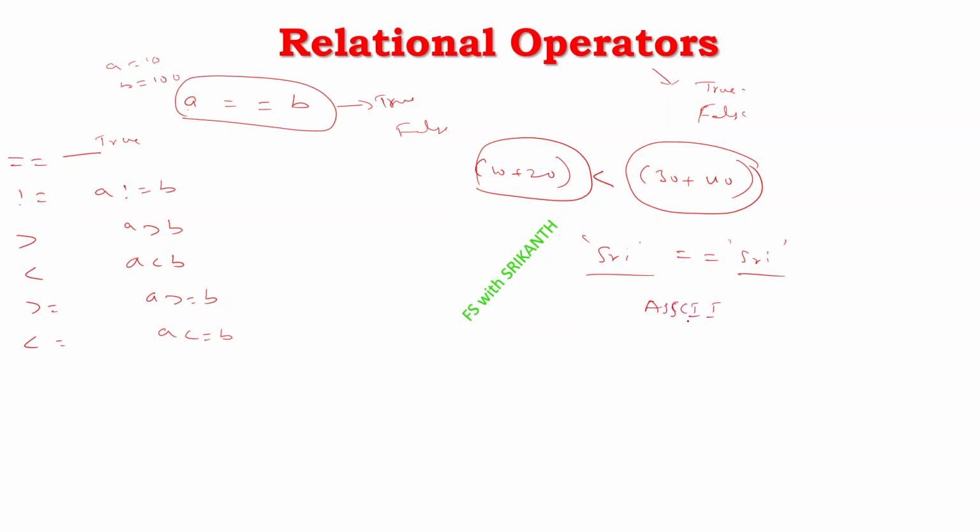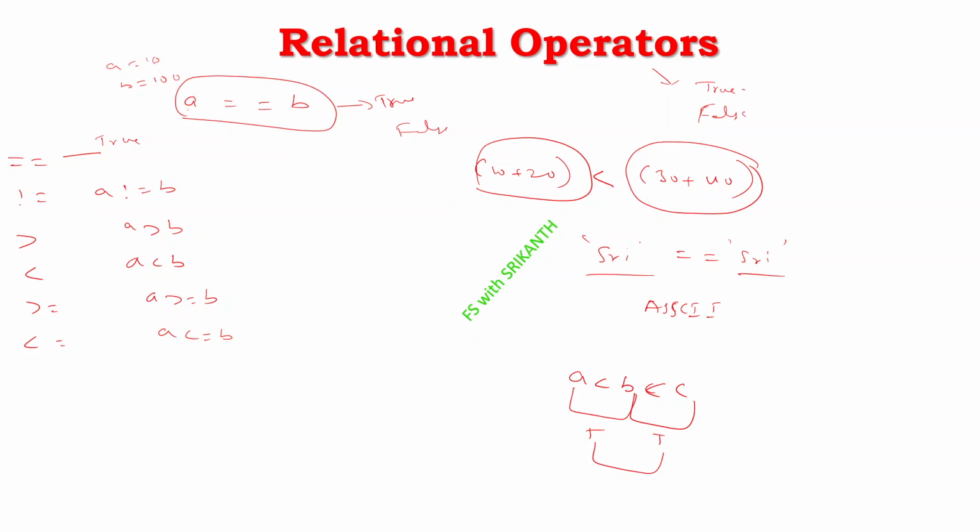Chaining of relational operators is also possible, so we can compare more than two variables, like a less than b and b less than c. Here is how it compares: first these two operands are checked, and suppose they are true, then again b to c is also checked. If this is also true, then the result is true.